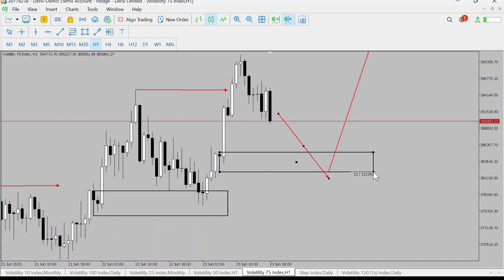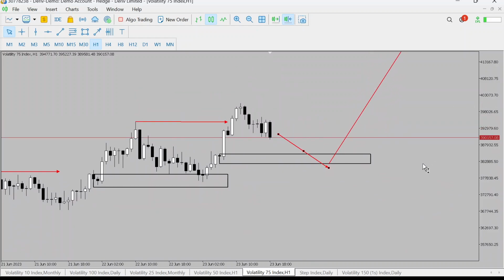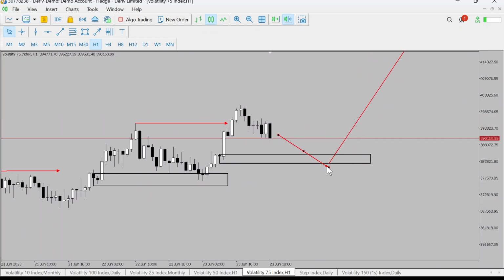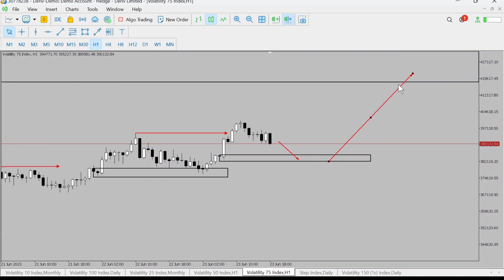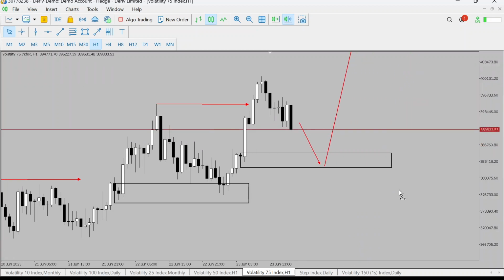It's my point of interest, but there are no fair value gaps down here. That's what I'm interested in. So as price hits these levels, I'll start looking for confirmations on the 1 hour chart to buy this with 75. So yeah, possible scenario for this trade. Okay, possible scenario.